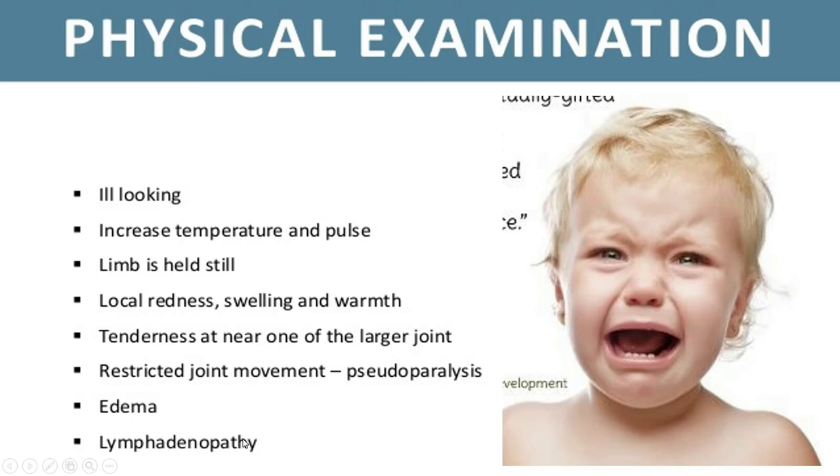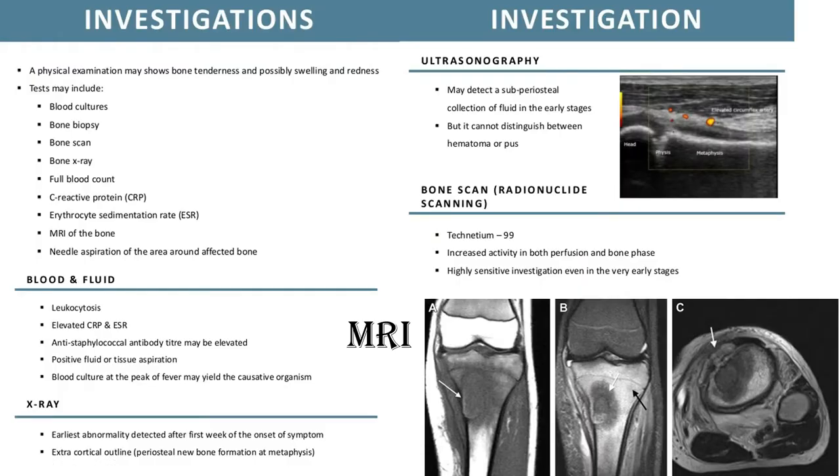Reactive lymphadenopathy may be found in the inguinal region, or for the upper limb in the axillary and cervical lymph nodes. So there is a chance of clinical diagnosis, and we will think along that line, that the child may be suffering from acute osteomyelitis if this look is associated with all these findings. Now there is a huge line of investigation.